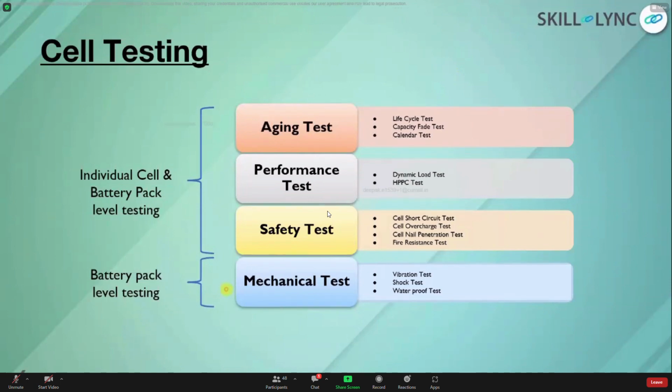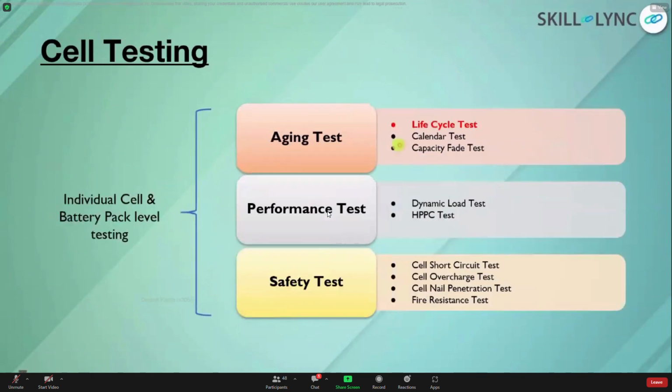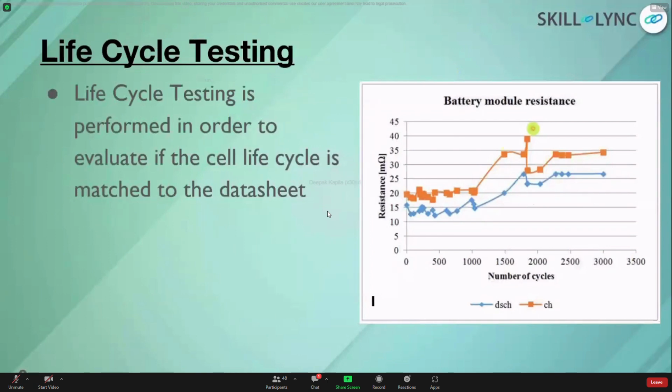So under the aging test, we will look into the life cycle test. The life cycle test is the first test under this aging test. Let's look into how the life cycle test is done, why it is required, and where it is being used. The life cycle test is performed in order to evaluate whether the cell life cycle matches the datasheet or not. As we already know, the datasheet is only for reference purposes.